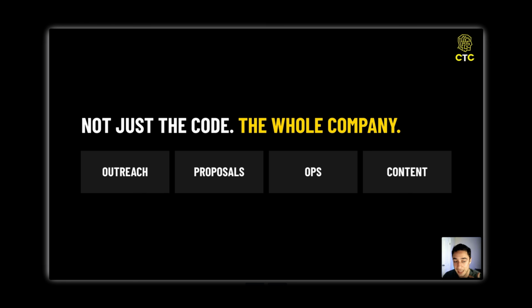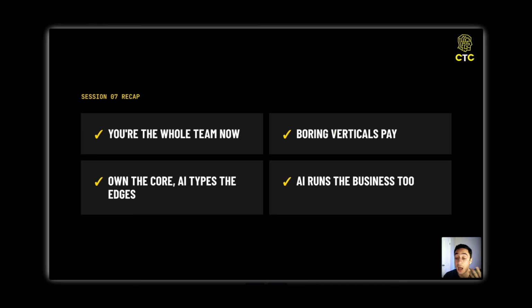It's about the whole company as a whole. Your outreach, your proposals, your ops, the content you're going to do. Everything should revolve around having AI help you with it. So let's do a little bit of a recap for session 7. You're pretty much the whole team now.